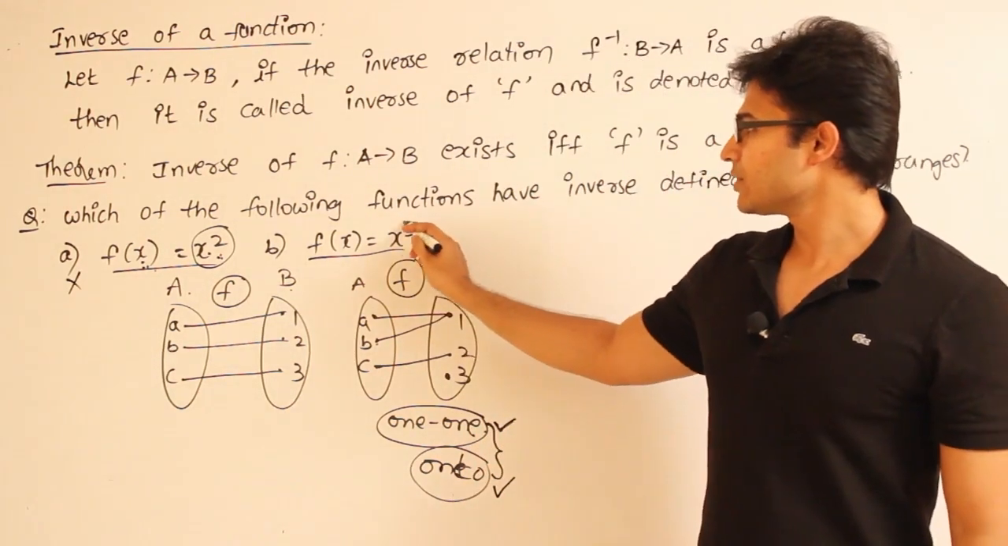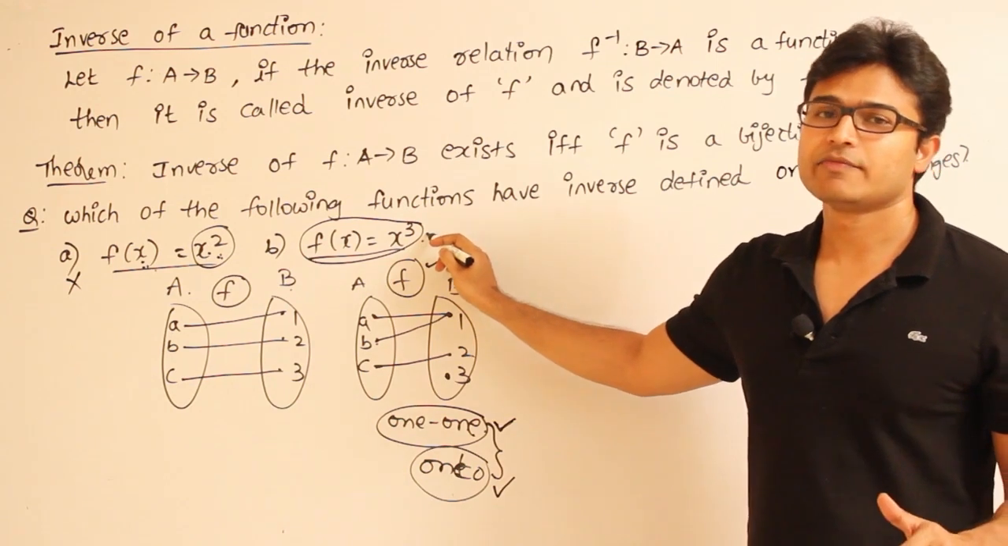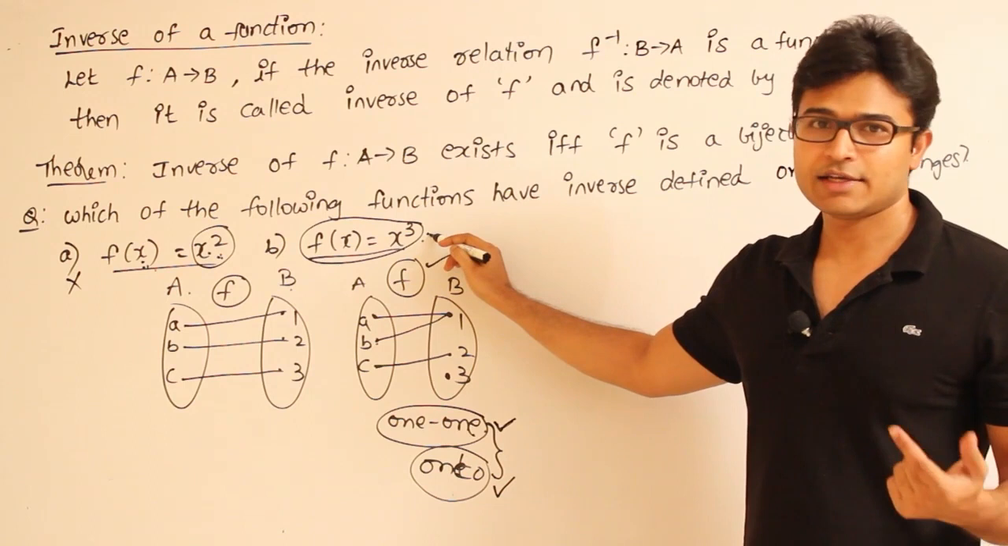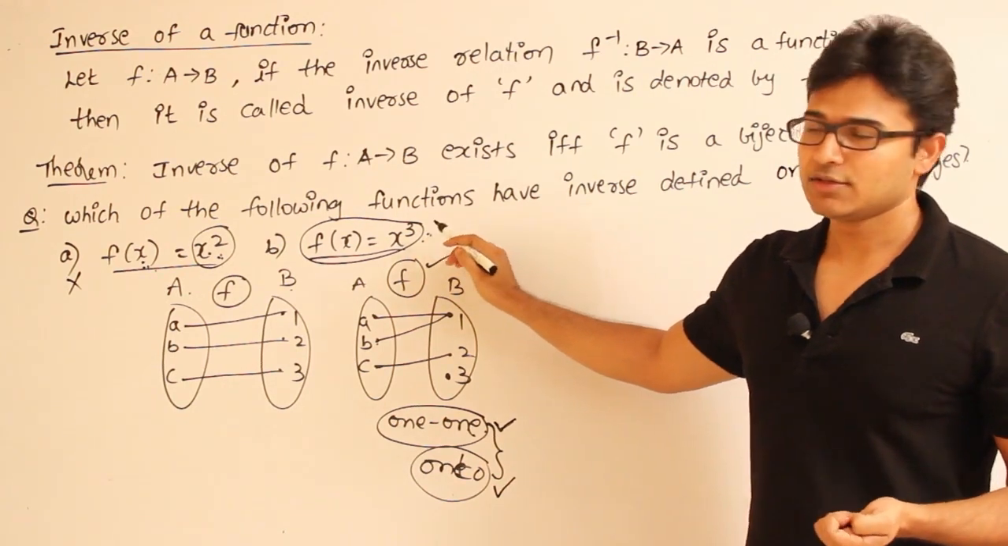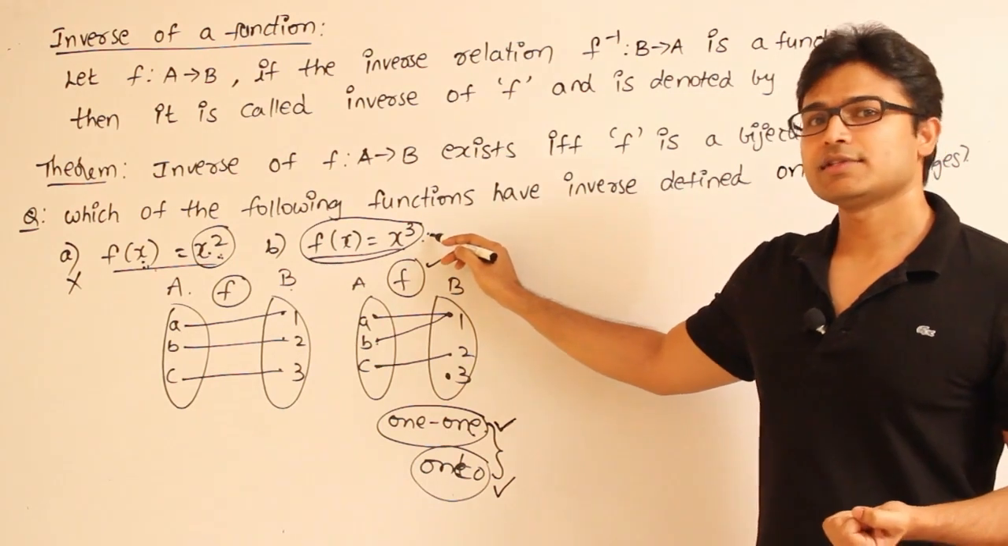Now if you look at this one, we have already seen earlier that f(x) equal to x cube is a bijection. It is both one-one as well as onto. So what can we say? Since it is both one-one and onto, we can say that the inverse exists.